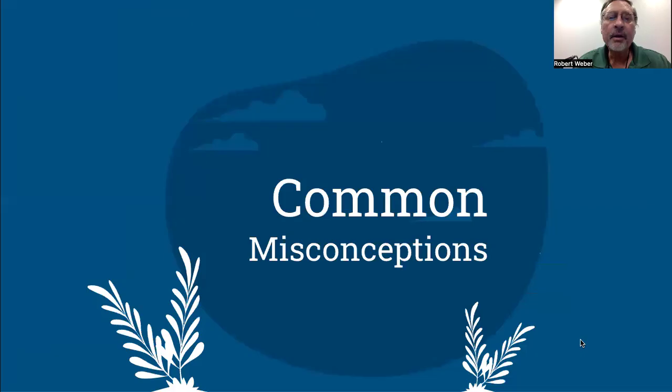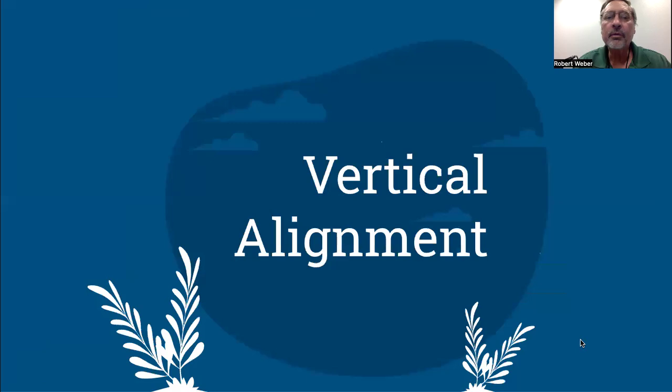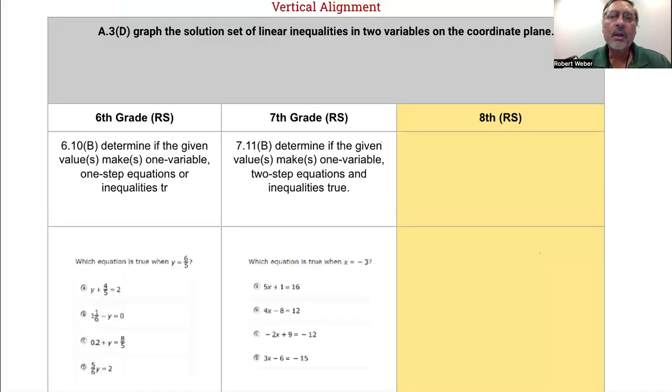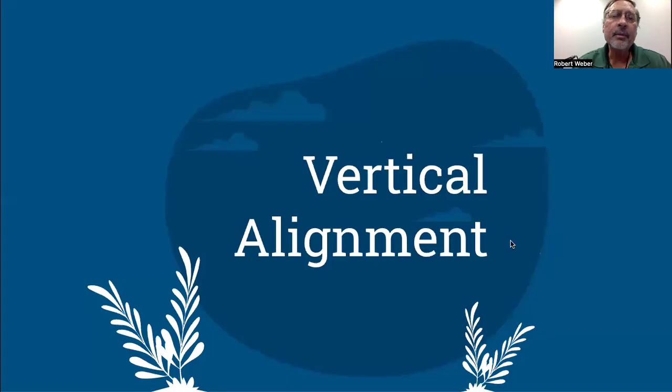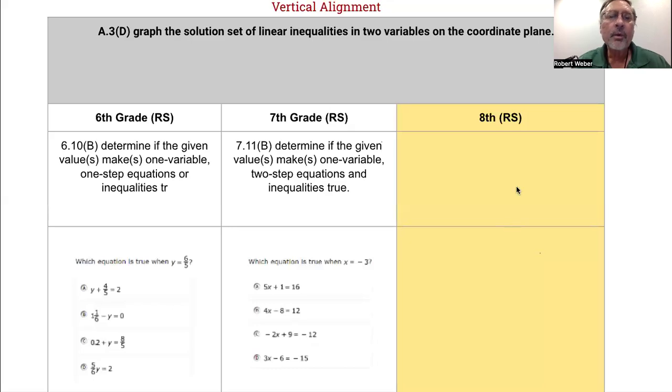Some of the vocabulary involved, misconceptions, what your kids will do wrong, vertical alignment with the readiness TEK 3D. We do align closely with 7.11B, which is determine if given the value, make one variable two-step equations and inequalities true. And 6.10B, determine the given value, making one variable and one-step equations or inequalities true. It's like that also needs a repair as well. Okay.